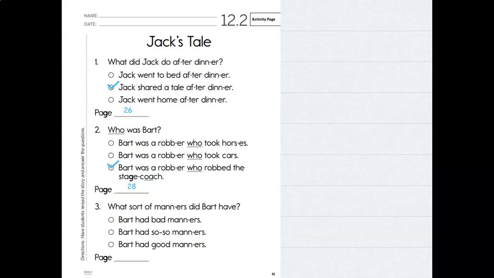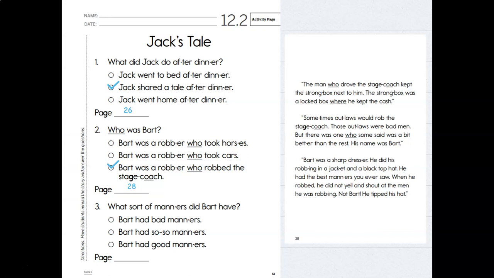Let's look at question number 3. What sort of manners did Bart have? In our reader, it says, he had the best manners you ever saw. So did Bart have bad manners? Bart had so-so manners? Or Bart had good manners? Bart had good manners. And we found that on page 28.